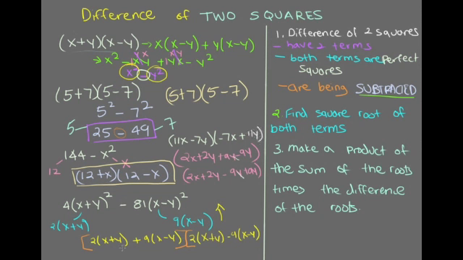So our final answer for the 4 times the quantity x plus y whole squared minus 81 times the quantity x minus y whole squared will be 11x minus 7y quantity times the quantity negative 7x plus 11y. So this is how you factor a difference of two squares.